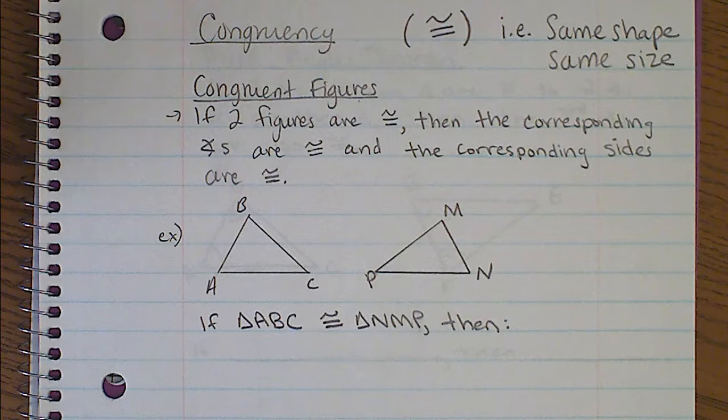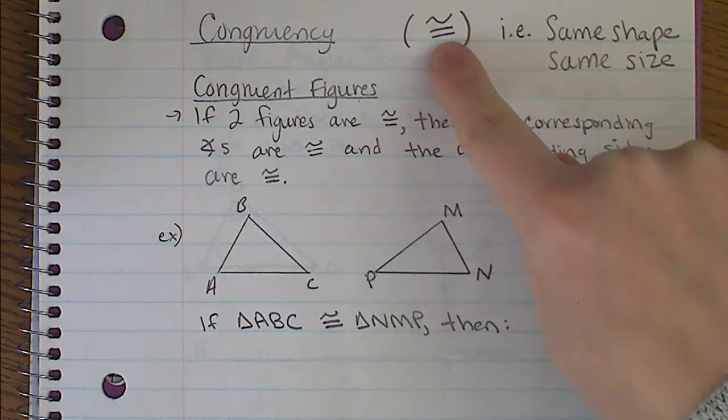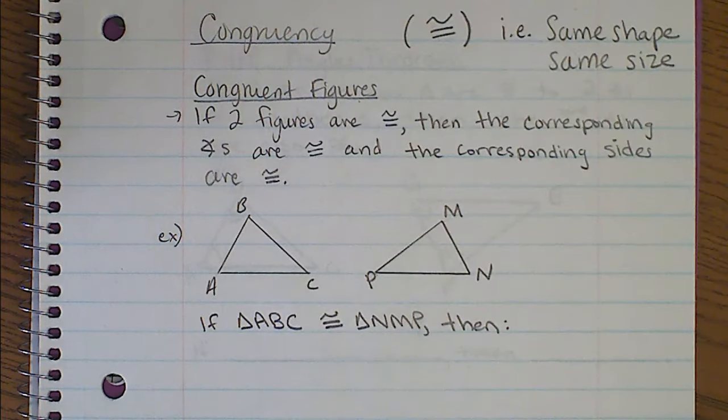So we've already learned a little bit about the word congruent. We know what the symbol for congruent looks like. And we know that congruent means that two objects are the same shape and the same size. So that should be a little bit of review. What we're going to focus on in this video is when we have two congruent figures, how to identify the individual corresponding parts of those figures that would also be congruent.